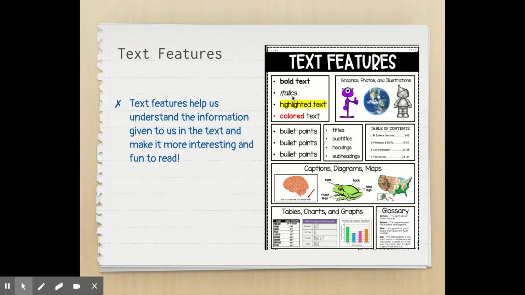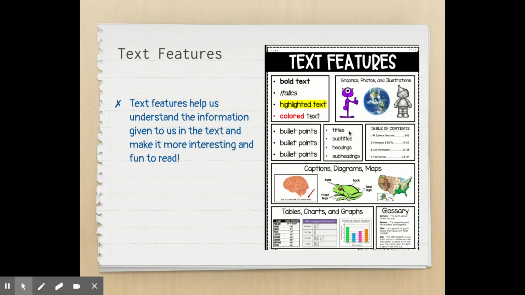They also use italics, which is the slanted font. Highlighted text, you might see this in your reading book or your math book. Anything that's highlighted is usually a vocabulary word, or also colored text. Authors also use graphics, which are pictures, photos or illustrations to help us to understand what they're talking about and the ideas. They might use bullet points to go through different information.